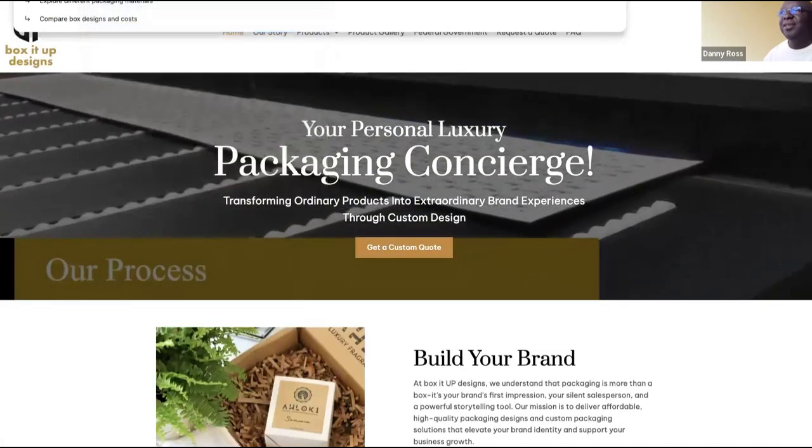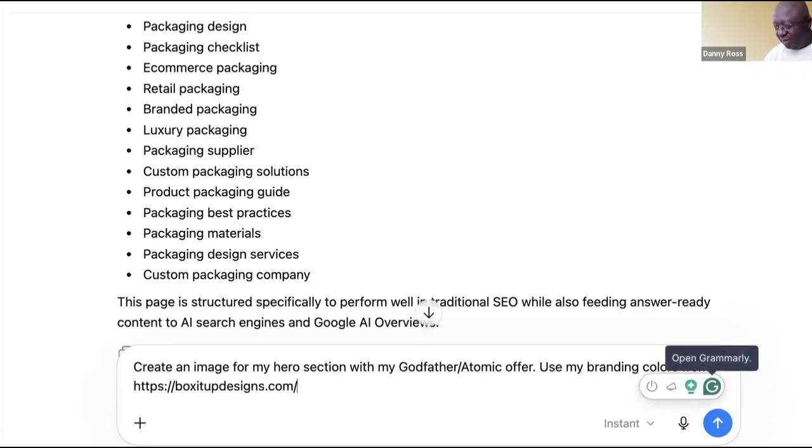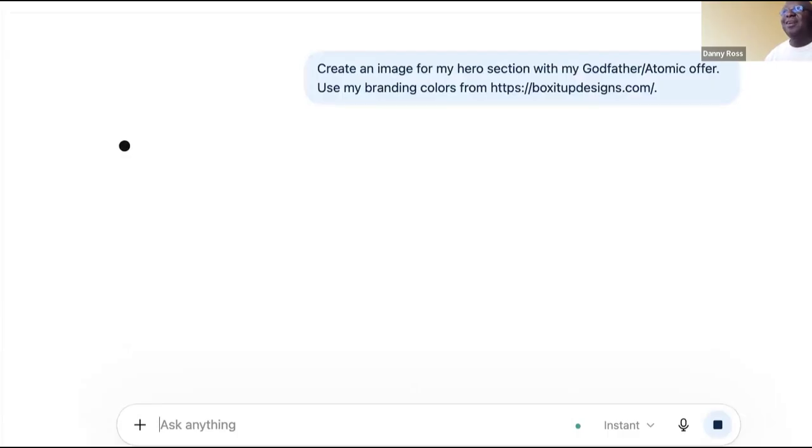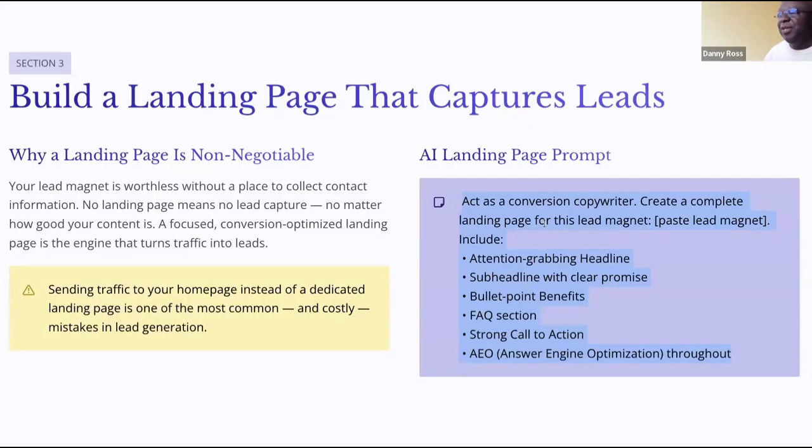If you know your branding colors, you can drop those in there because you want your hero section, of course, to fit. Now, if I was building this, there's a lot more steps in there. But the point is for the exercise, let's see what we get. This is the short version of it, right? All right. So now what we're doing is we're having it act as a conversion copywriter. It's going to take our lead magnet. It's going to build headlines, subheadlines with a clear promise.